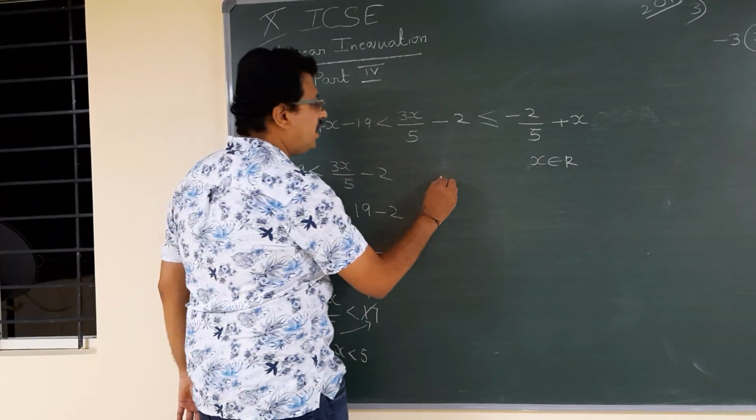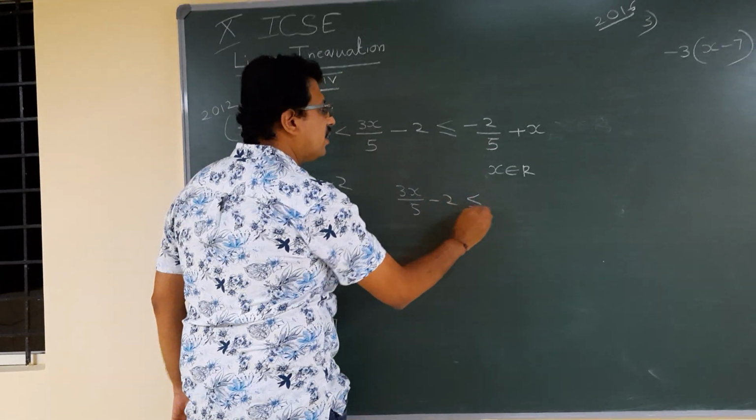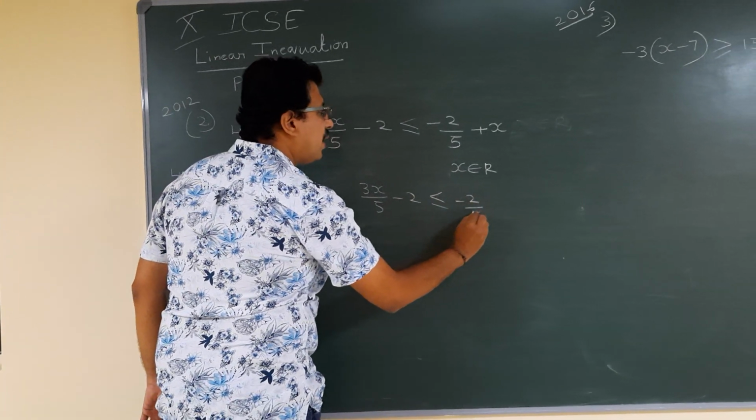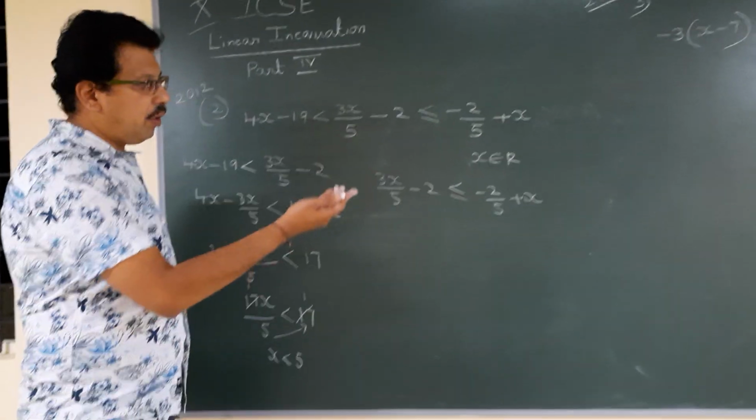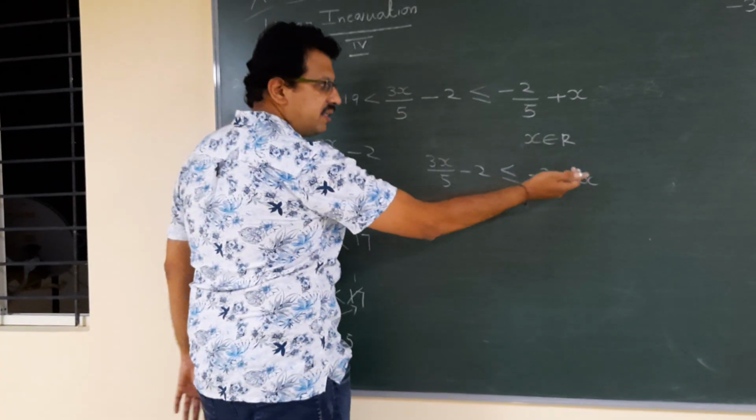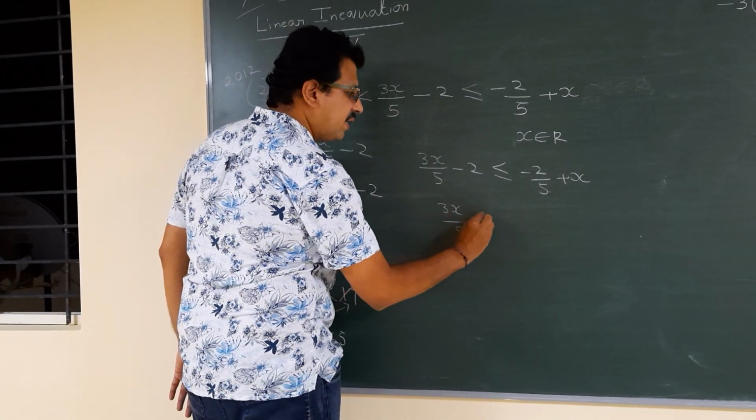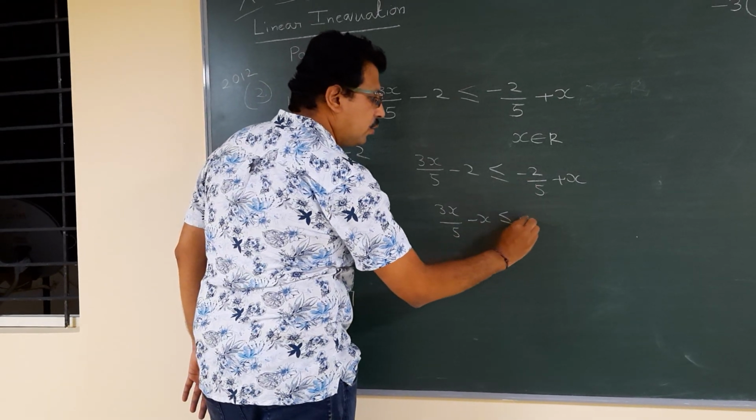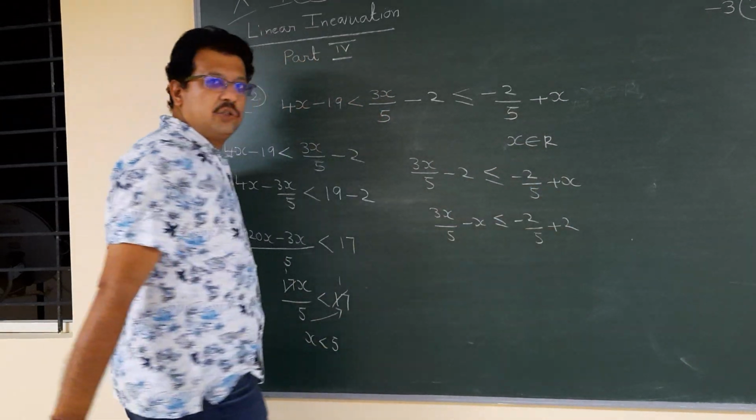That is 3x by 5 minus 2 less than or equal to minus 2 by 5 plus x. The same way, we have to bring all the variables one side and all the numbers one side. That is plus x to the left side. So 3x by 5 minus x less than or equal to minus 2 by 5 plus 2. Minus 2 will become plus 2.